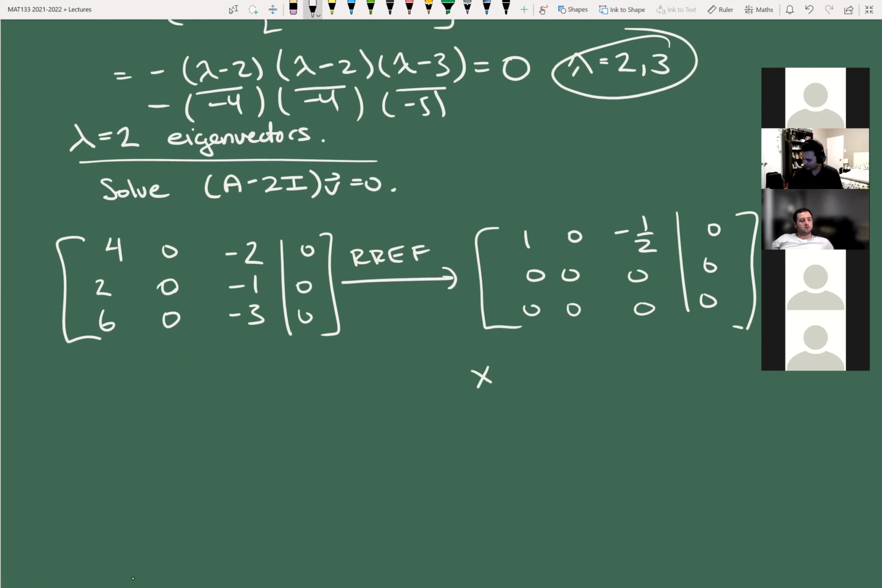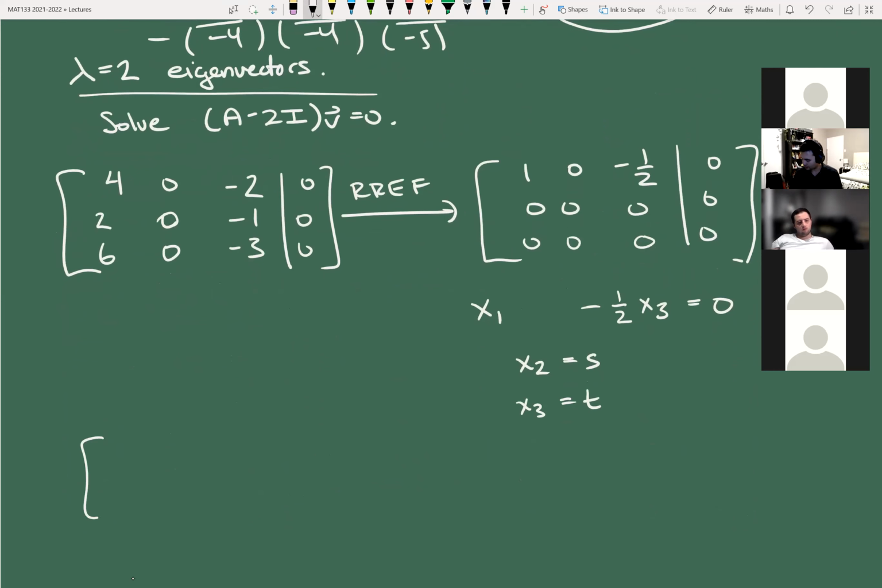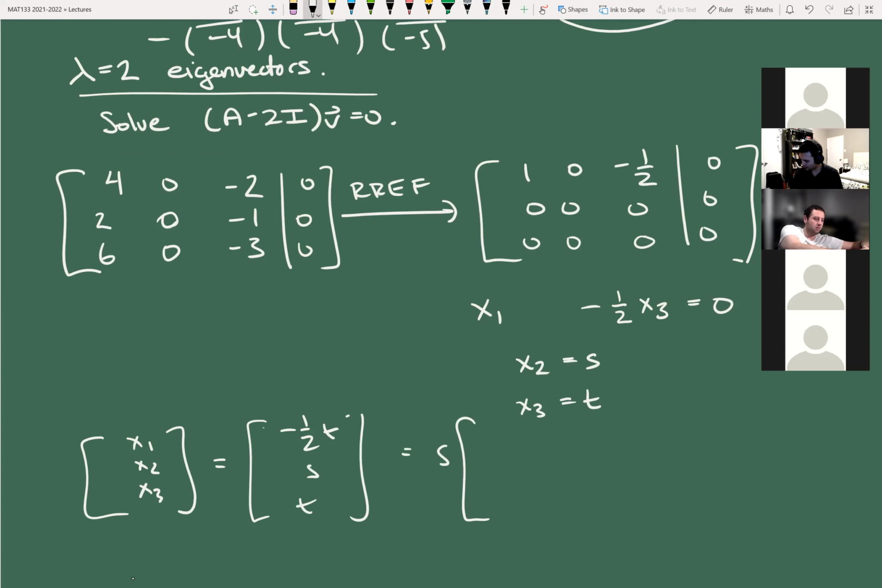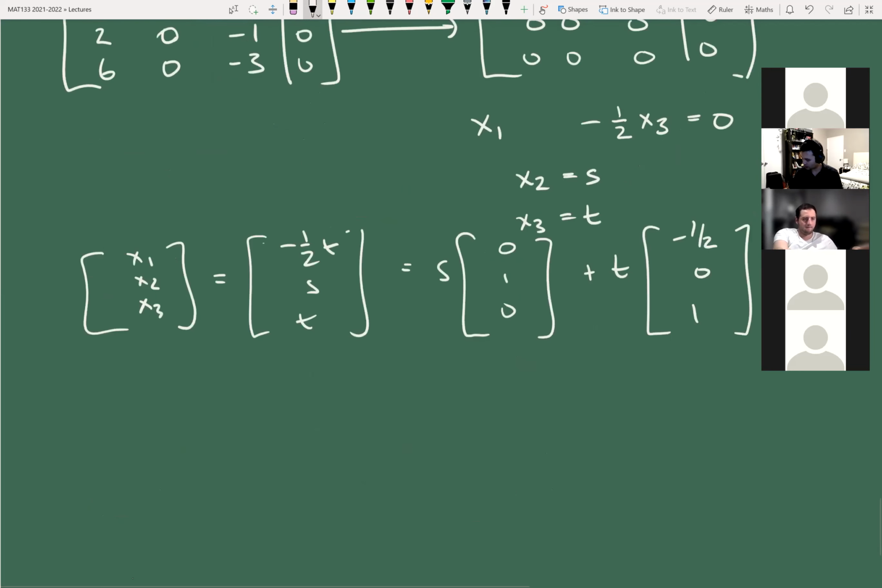Okay, so I get RREF as this. So I get x1 minus 1/2 x3 is equal to 0. So again, I'm going to set x2 to be a free variable, s. I'm going to set x3 to be equal to t. And if I solve this, I get x1, x2, x3 is equal to -1/2 t, s, t. So if I factor out s, I get 0, 1, 0. If I factor out a t, I get -1/2, 0, 1. So these are my two eigenvectors.